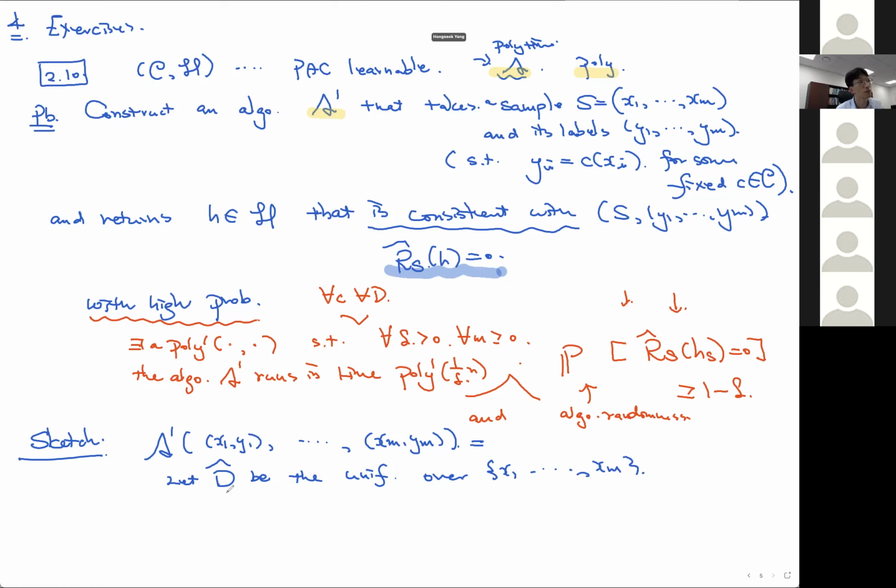The PAC algorithm is designed to work for any distribution, so we are picking a particular distribution, D hat. And then for the hypothesis, we also define a function in the concept class such that C of xi is equal to yi. That's the unknown C that I mentioned here.